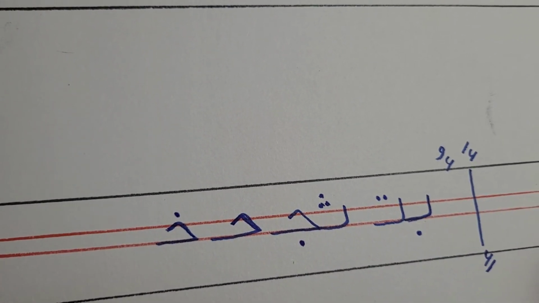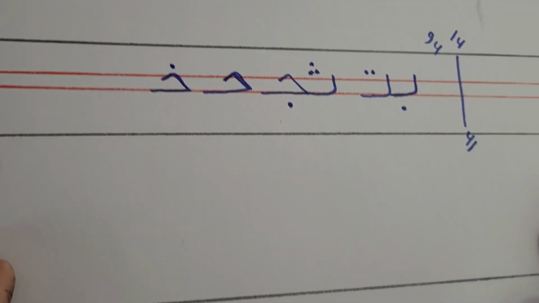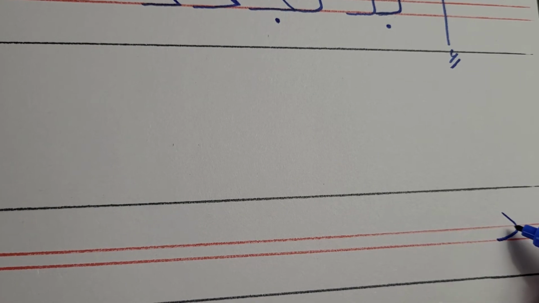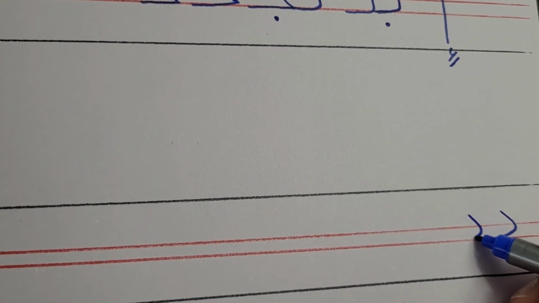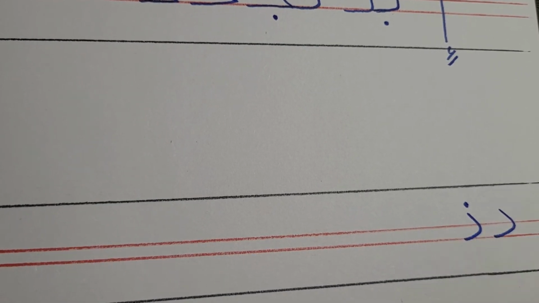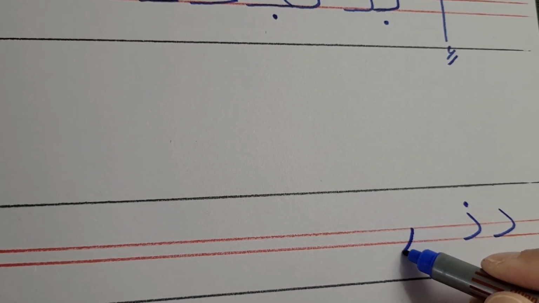Now, for letter Dal, it should be here. It looks like two lines of a triangle. Dal. And Dal looks the same with one dot. Dal and Dal.